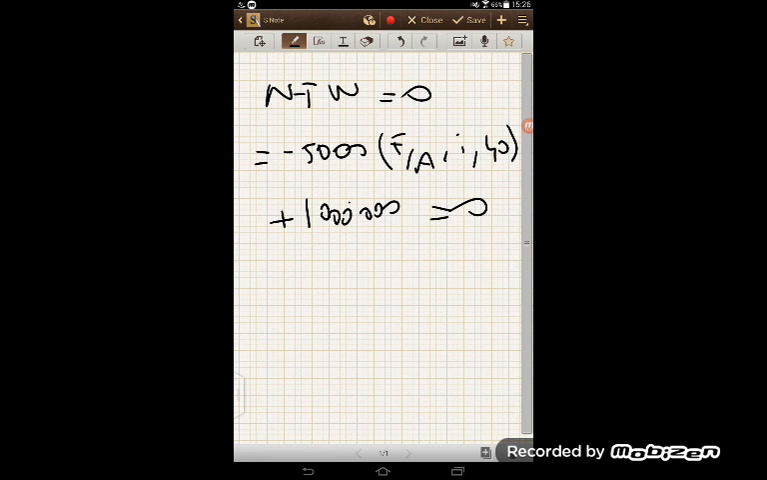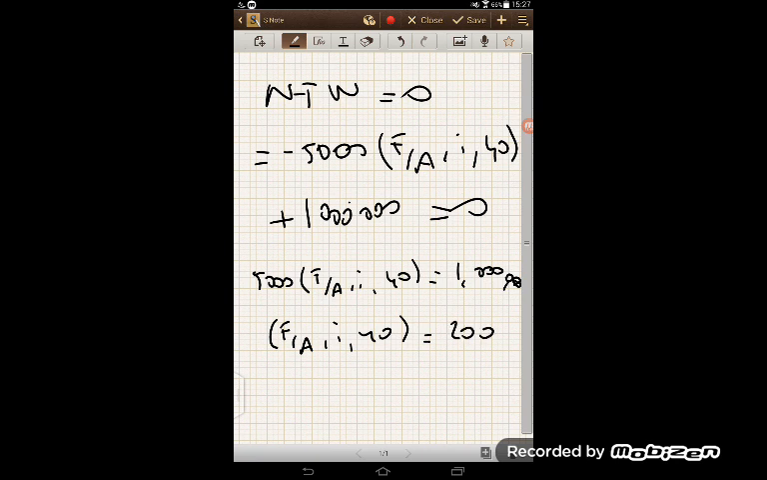That means 5,000 multiplied by F over A, I, 40 is equal to $1 million, which means F over A, I, 40 is equal to 200. When we go to our table, if we look at the 40-year F over A table for 200, we will see I is equal to 7%. So this question is done here.